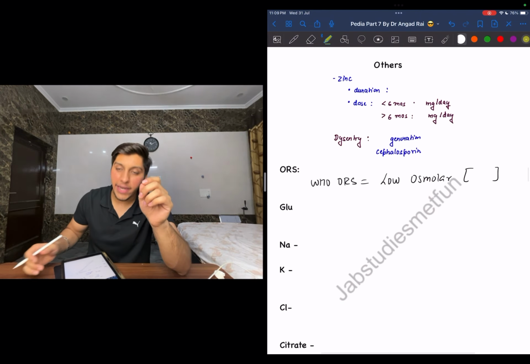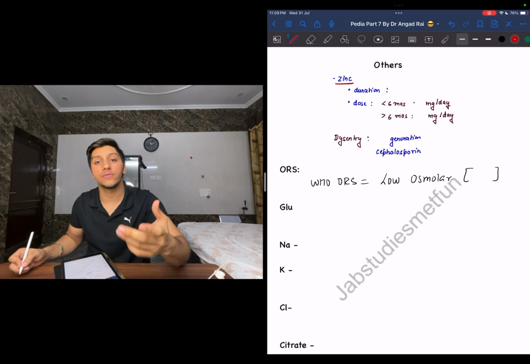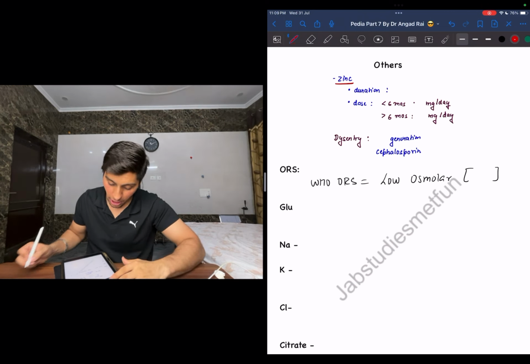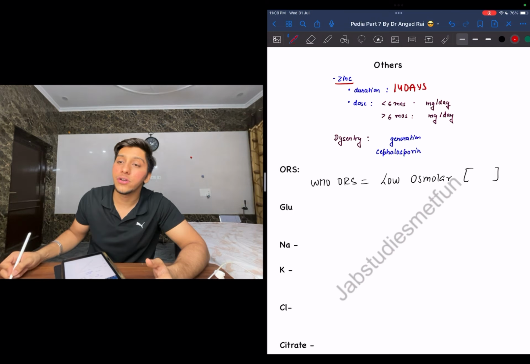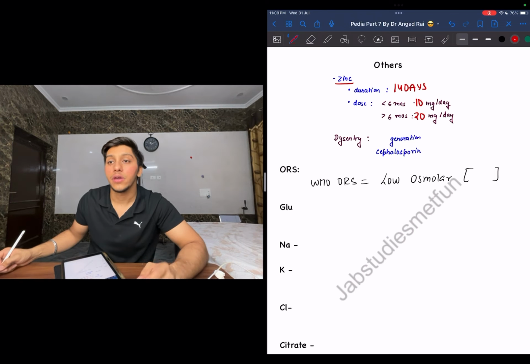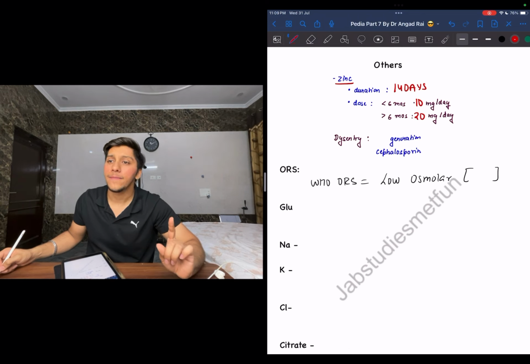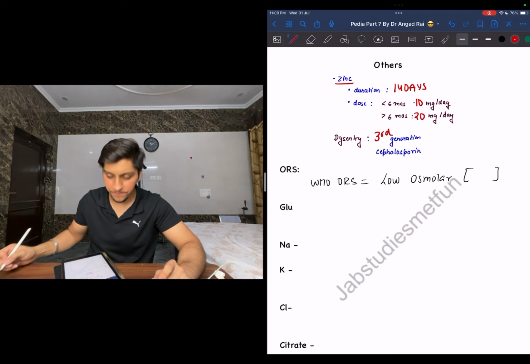Along with this, in the diarrheal management, guys, we are also going to give zinc. We talked about zinc already. Zinc is very good with the help of GI epithelialization. How long are you going to give it? You're going to give it for 14 days. If the child is less than 6 months, you're going to give 10 milligram. If the child is more than 6 months, you're going to give 20 milligram. If there is dysentery, the most common cause being Shigella dysentery, right? What are you going to give? You're going to give 3rd generation cephalosporins.